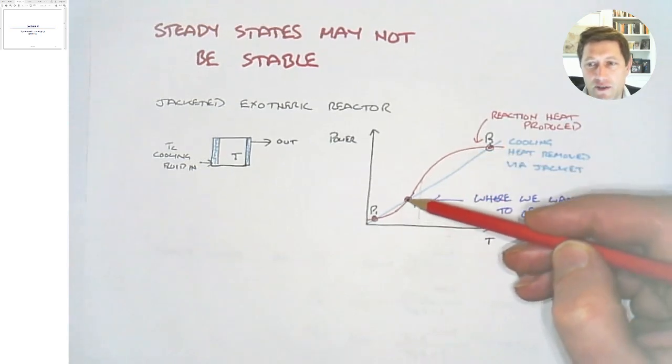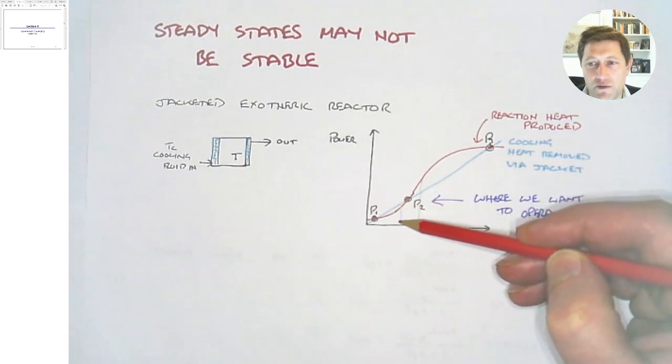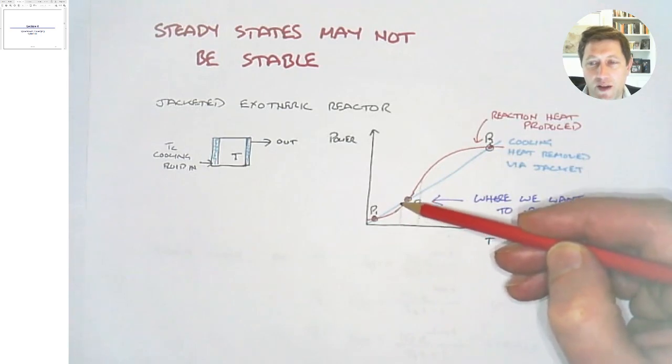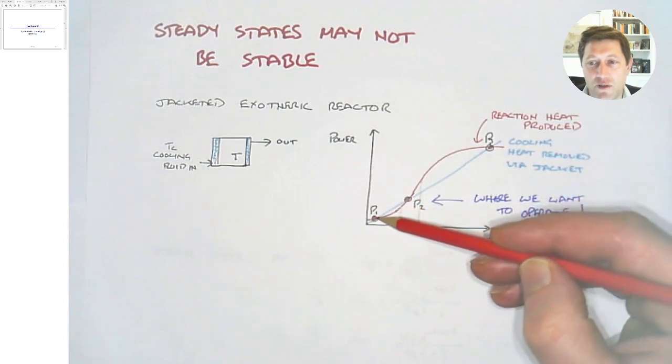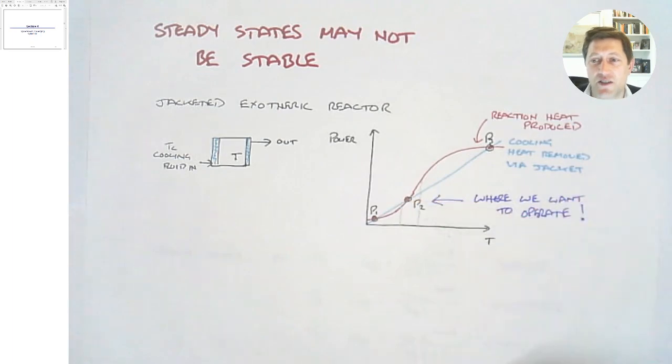And conversely, if you are disrupting the system and reducing the temperature a little bit, then you find that the heat produced by the reaction is less than that removed by the jacket, and so again we continue to decrease until we hit the new steady state point. So we see that this is an unstable point. Whilst it's a theoretical steady state, if you tried to operate there, you would find that any disruption to your process would make it flip to either P1 or P3.